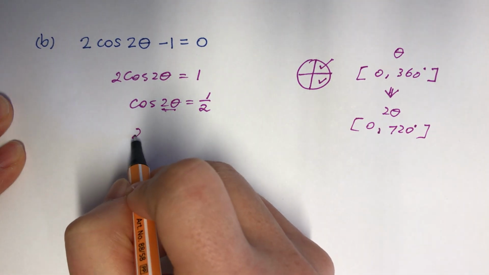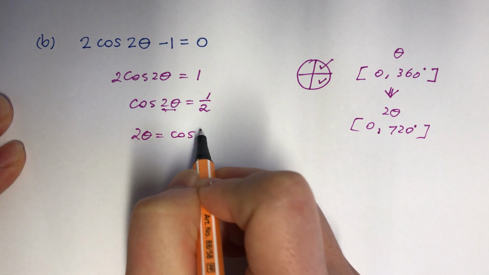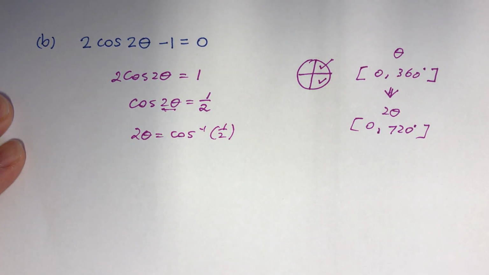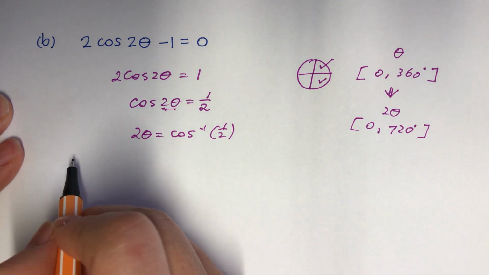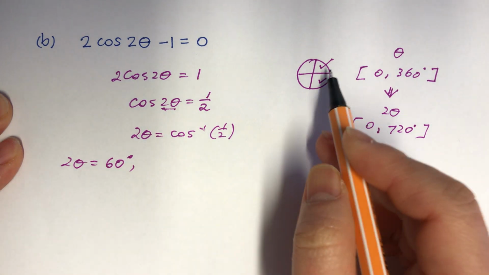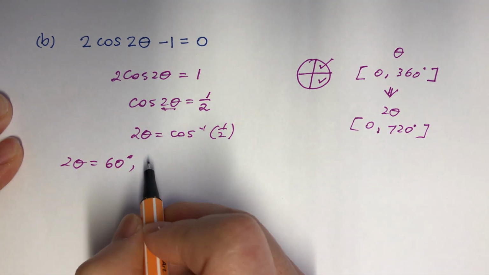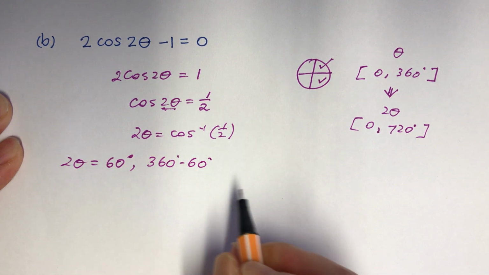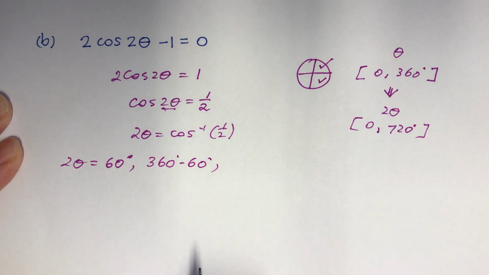So what I'm going to do now, inverse half. Which angle will give us half? Cos something equals half. It'll be 60. Okay, so 2 theta equals 60. That's the first one. And the fourth one will give me 360 minus 60. But that's just one circle, isn't it? I need to go one more time.